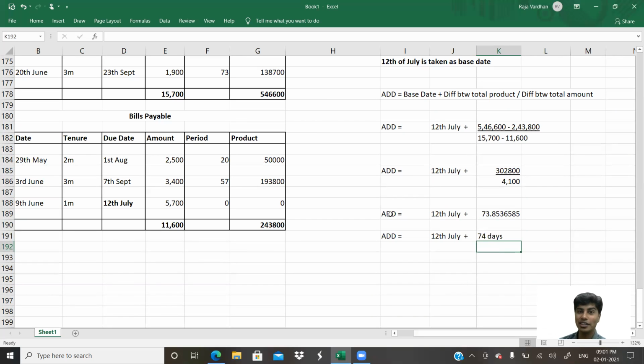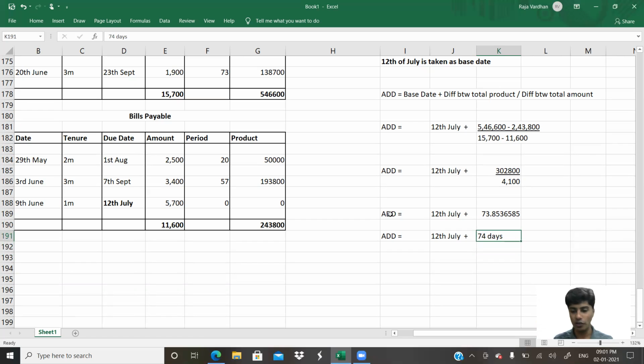Don't go by the fact that, oh, because it is 73.85, sir rounded it off to 74. If it was 73.25, sir would have taken 73. No, anything over 73 is 74 only. After 73, even if it is 0.1, it is the next day. You get that? 74. Round it off to the next number, not to the closest number. Done. 74 days. How do we add?